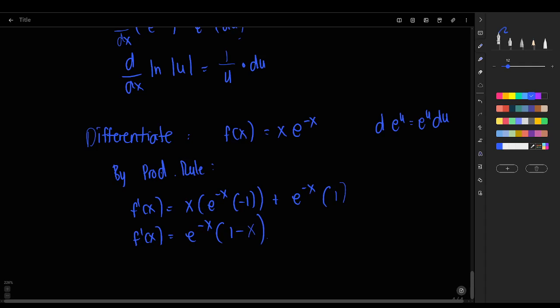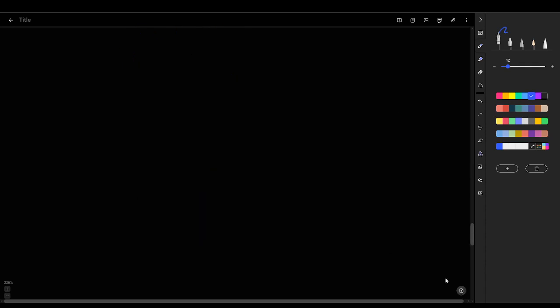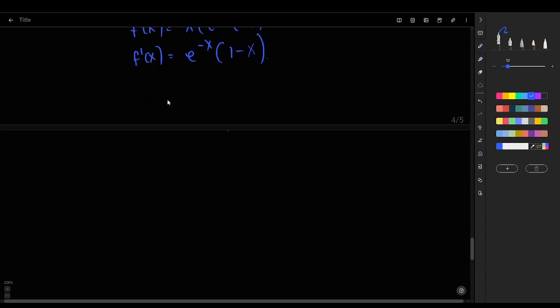Yeah, how about this? Differentiate, let's differentiate y is equals to 8 raised to the power of -x.